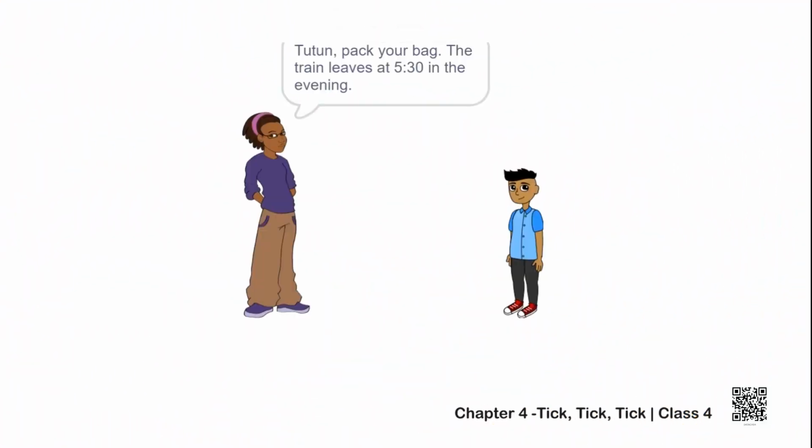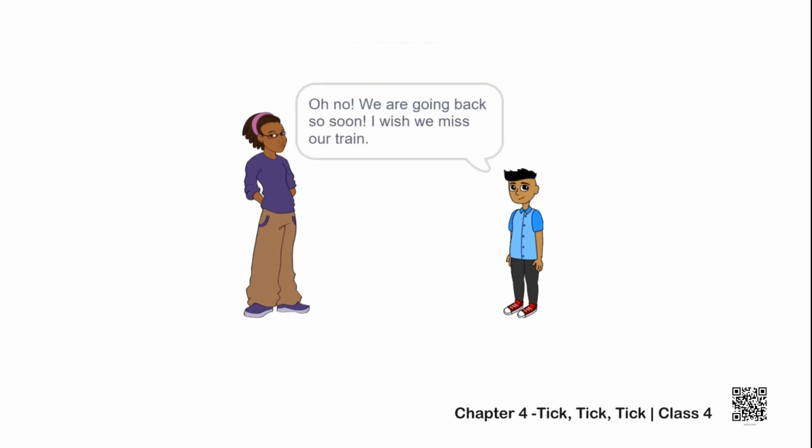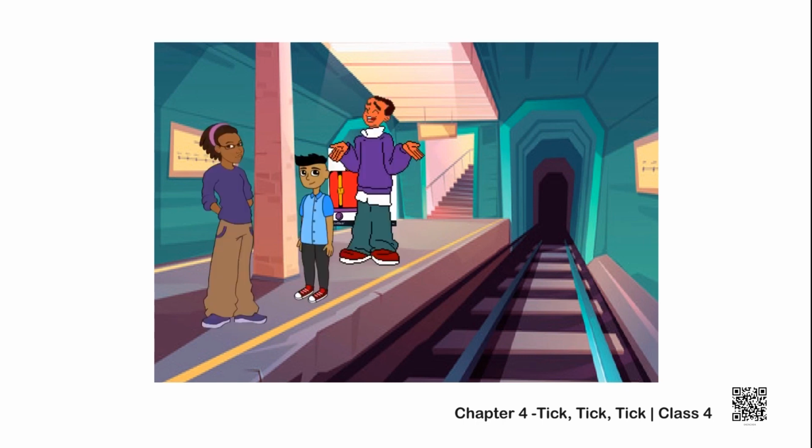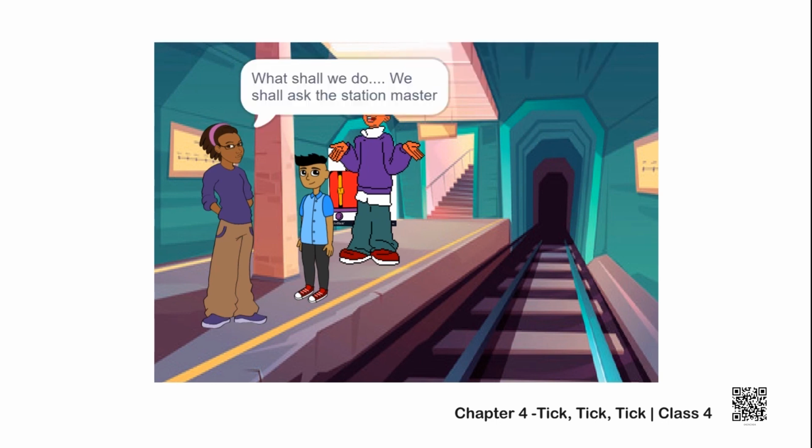Tuntun, pack your bag. The train leaves at 5:30 in the evening. Oh no, we're going back so soon. I wish we miss our train. Tuntun and his parents reached the station at 5:15. Oh no! We missed our train! How did it happen? What shall we do? We shall ask the station master.